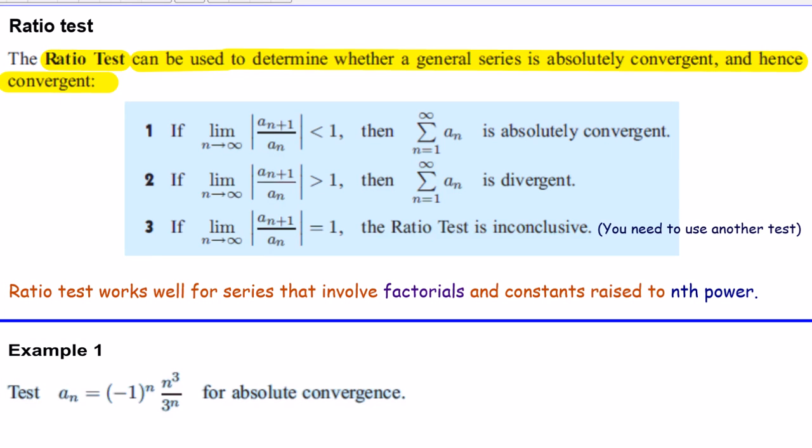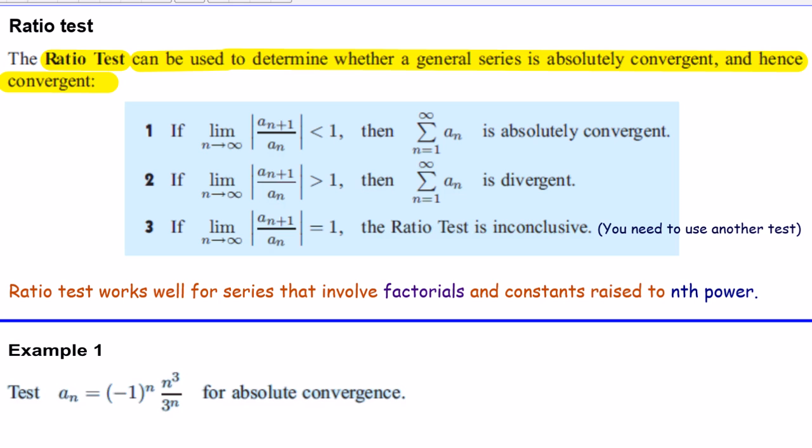In this video, I'm going to look at the ratio test. Now, the ratio test can be used to determine whether a general series is absolutely convergent and hence convergent. All right. So if it's absolutely convergent, then you can say by ratio test it's convergent. So here are some conditions that you have to know.